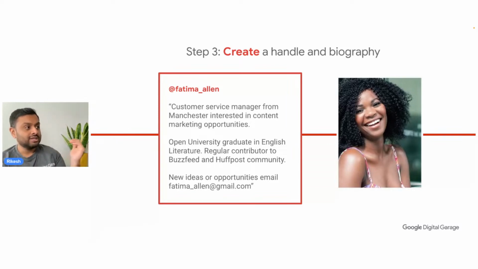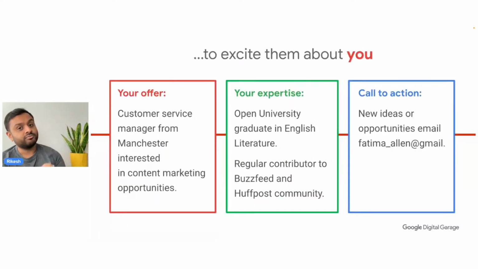We've got 3 distinct and different paragraphs, which we'll dissect now. So we've got Fatima's first paragraph, which we've bracketed here as an offerer. So what can she offer to other people? So customer service manager from Manchester, based, interested in content marketing opportunities. Okay, that's fine. So this is Fatima, who is a customer service manager from Manchester, but is interested in content marketing opportunities. So that's her offering out there. And this is what she can essentially bring to the table.